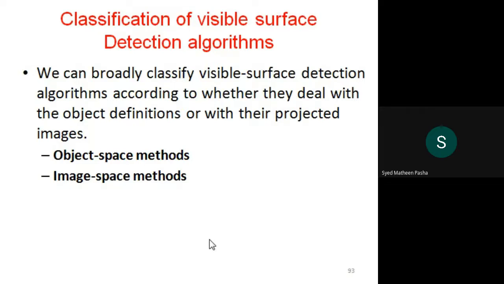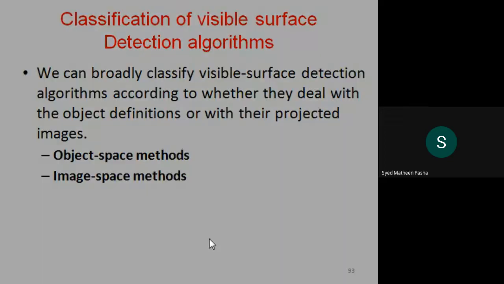One is the object space method and the other is the image space method. What happens in the object space method is that it is implemented with the help of the physical coordinate system, where the object is directly focused, that is, the object is being described. What happens in image space? It comes onto the screen coordinates. In object space, the physical coordinate system is used, whereas in image space, I take only the screen coordinates with respect to the system.